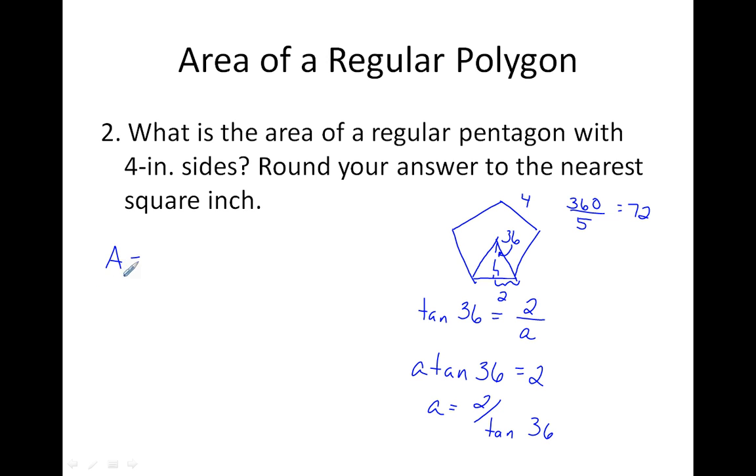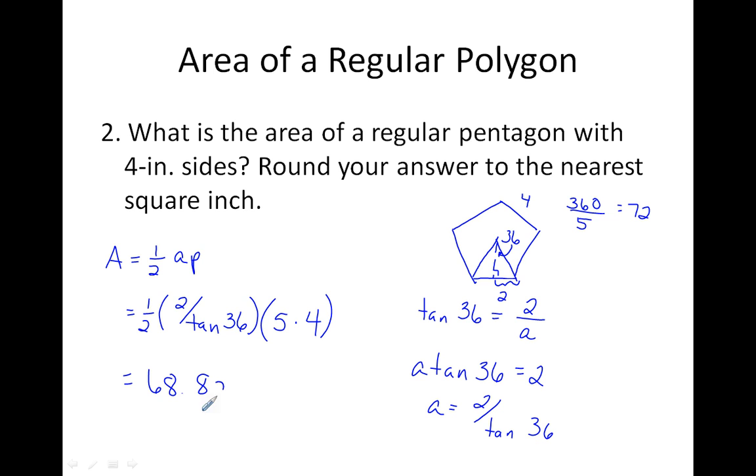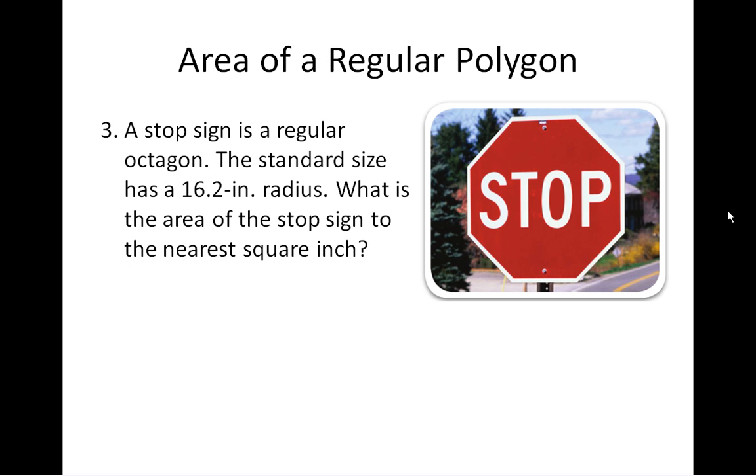I take that into my formula of 1/2 times the apothem times the perimeter, and I get 1/2 times 2 divided by the tangent of 36 times my perimeter, which is 5 sides, times 4 inches per side. I put that into my calculator, round to the nearest hundredth, and I get 68.82. My unit is inches squared. Now, it may not ask you to round to the nearest hundredth. It may instead ask you to round to the nearest tenth or the nearest whole number, but that's easy enough to do once we have our answer in our calculator.